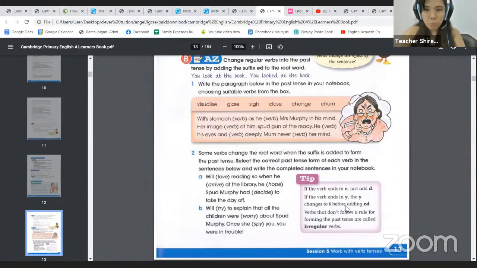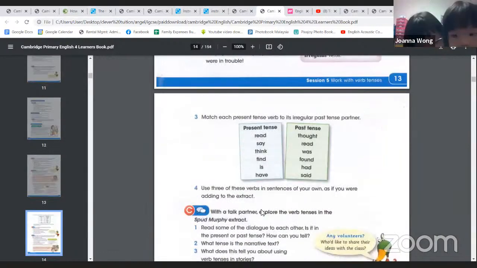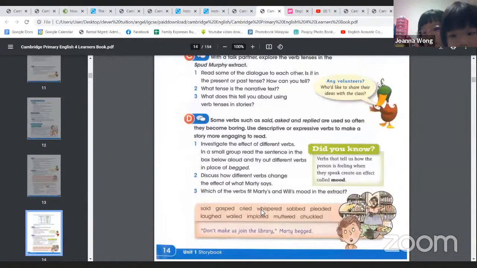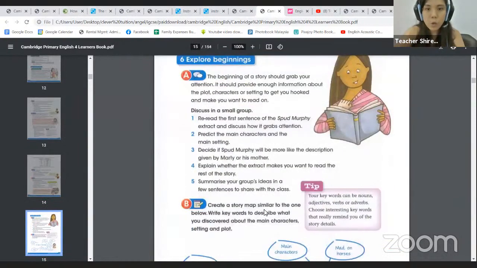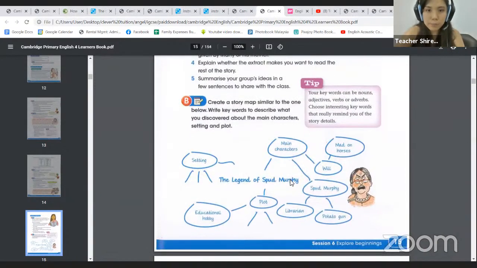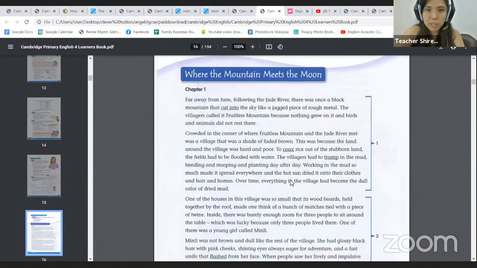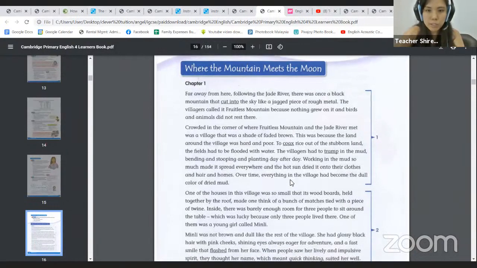We start with words ending in Y, which become IED. Like try becomes tried. So this is how you change the past tense. So we played some games about past tense, present tense, all this done. We have also learned about mind mapping as well. Then the second story that we learned is Where the Mountain Meets the Moon.